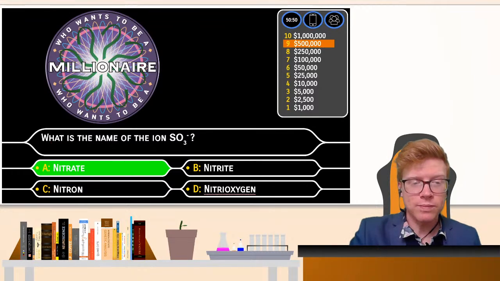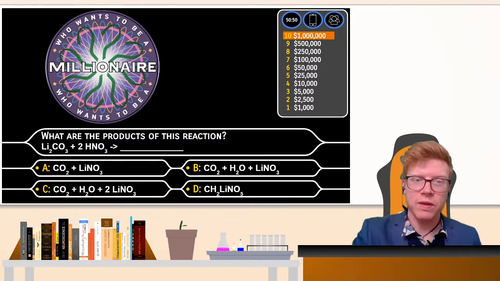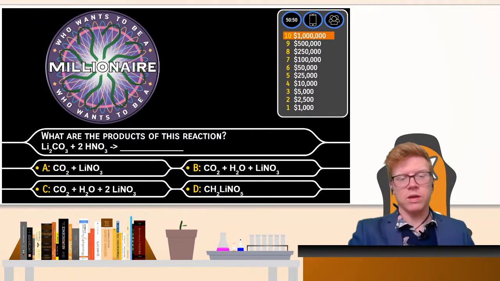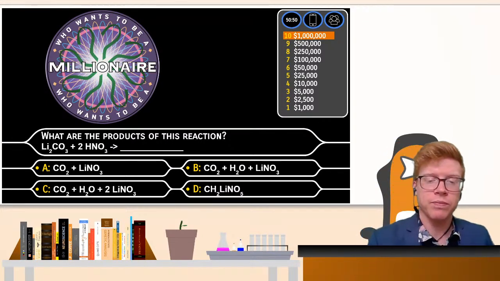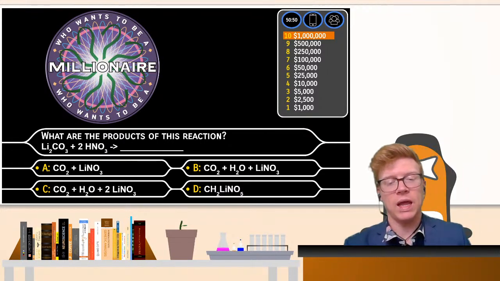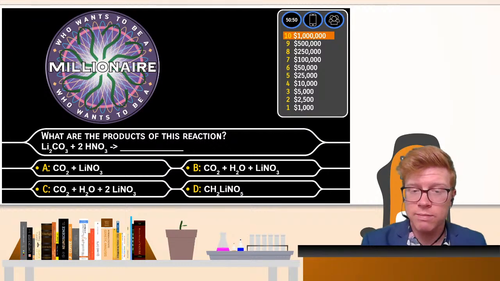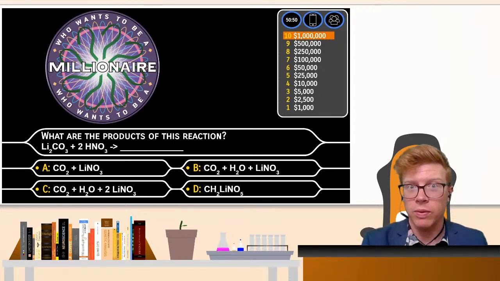Here we go. What are the products of this reaction? The reaction is between lithium carbonate and nitric acid, Li2CO3 and 2HNO3. Your option is A, CO2 and LiNO3. Option B, CO2 plus H2O plus LiNO3. Option C, CO2, H2O and 2 LiNO3. Or D, CH2, LiNO5.